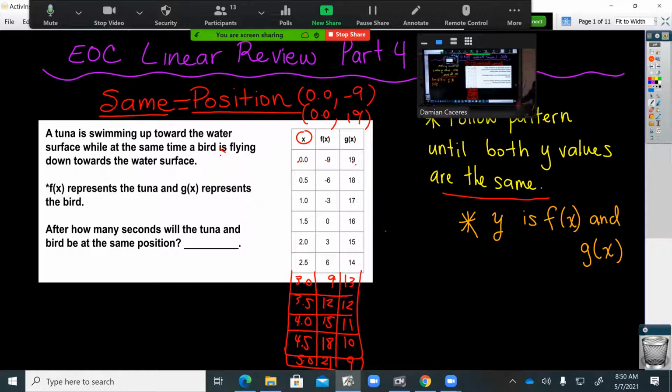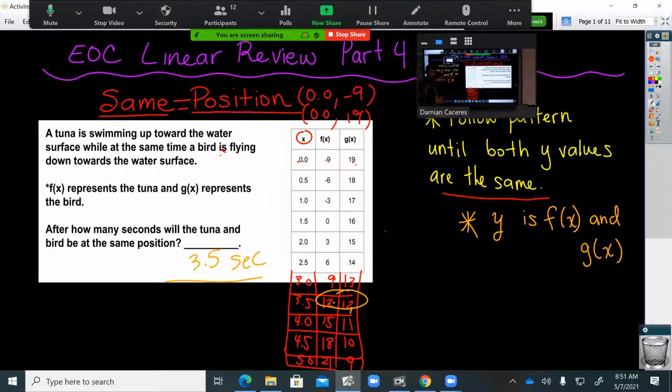Now, at what point are both values the same? 12. What is the x value for 12? 3.5 seconds. That's your answer. After how many seconds are they the same? Right? Same position, same. You with me? Pretty simple?